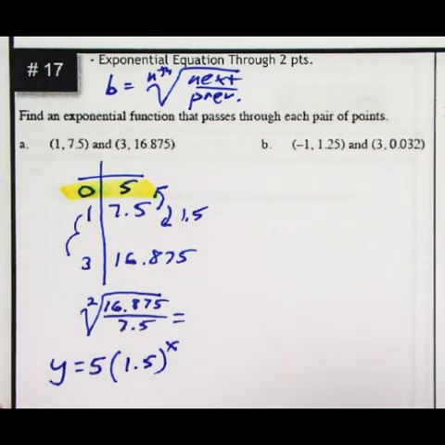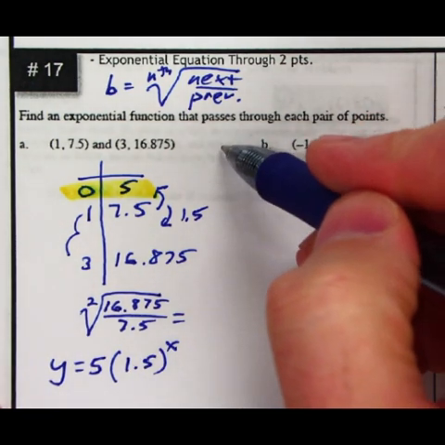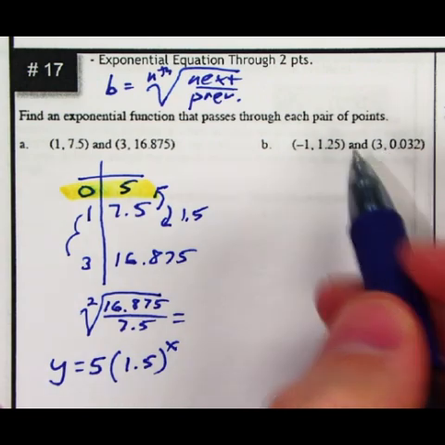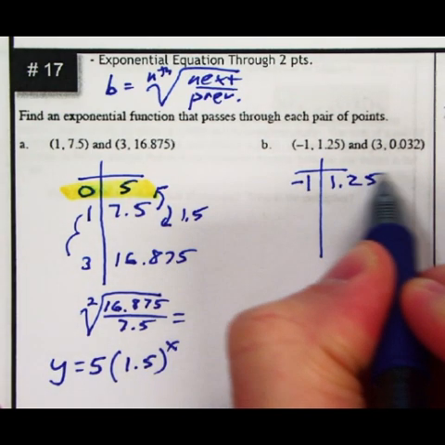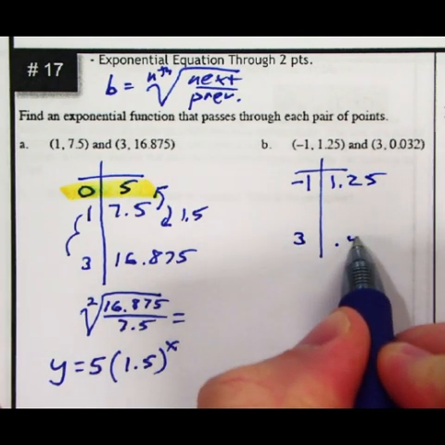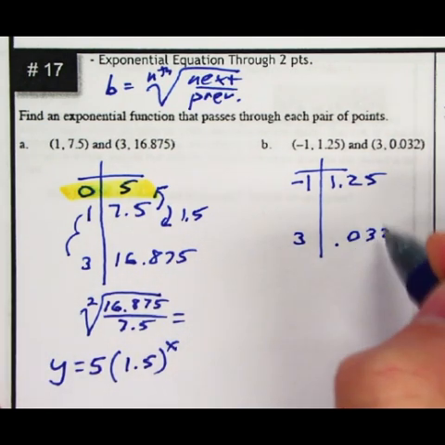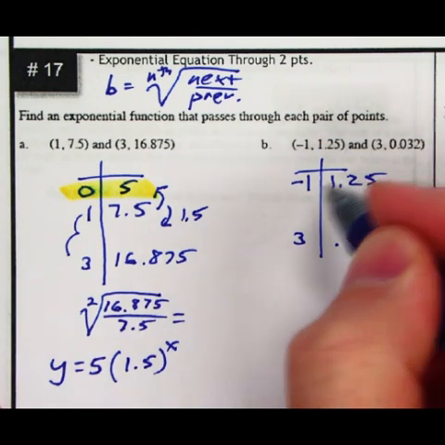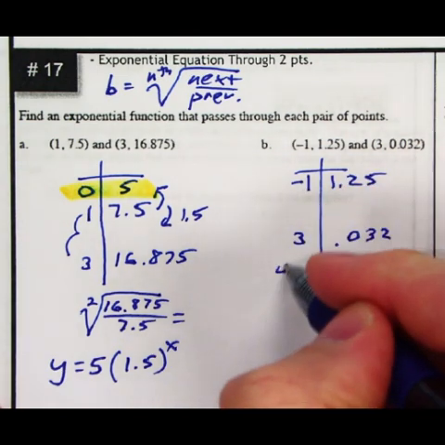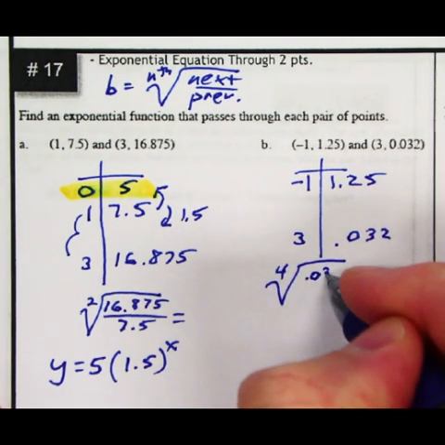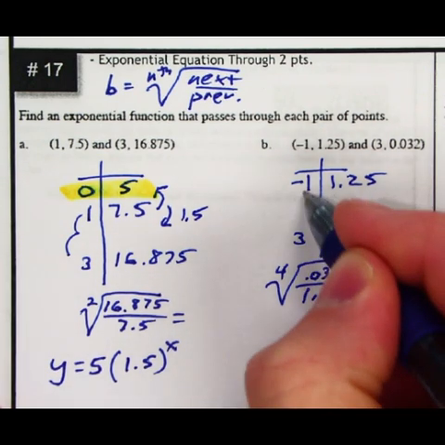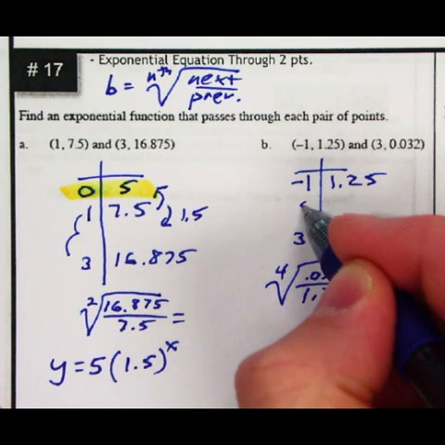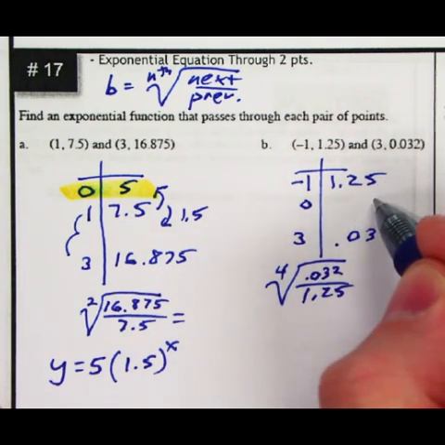Now, I could do tables again over here. If I do a table again, I just have -1 is 1.25, and I've got 3, which is 0.032, and I do next divided by previous. But in this case, I would take the 4th root of this, because then there's my next, there's my previous. Then I'm going to take the 4th root of that because it's 4 moves from -1 down to 3. And then once I figure out the multiplier, I go 1 step to figure out the 0 value.